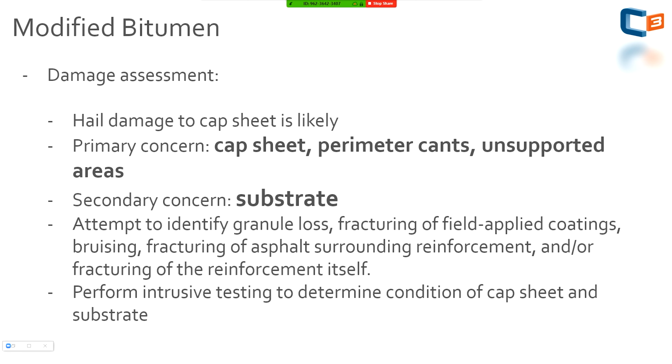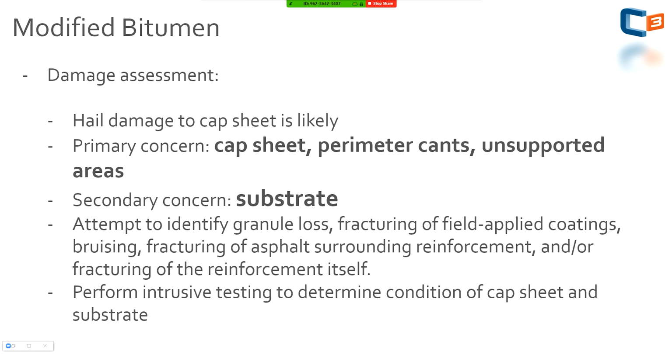And then secondary concern still will be substrate. If you have random hits, it's not consistent, you don't have 10 hits in a square, let's say there's 20 on the roof on the edges, you still want to check the substrate. If it's soaked up water, you want to identify that condition has occurred, and that could sway it to a replacement. So just be aware of that.